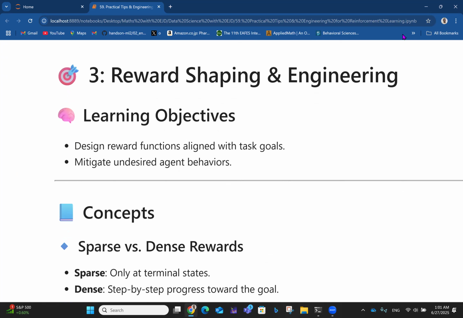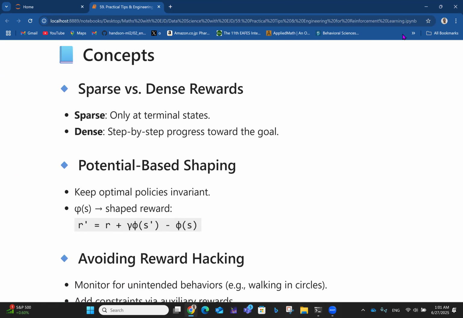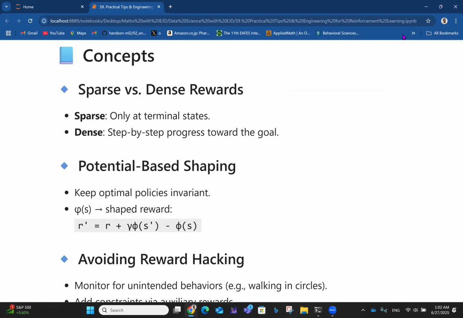Okay. You have reward shaping and engineering, and the learning objectives there will be to design reward functions aligned with task goals, mitigate undesired agent behaviors, and the concepts would include things like sparse versus dense rewards. Sparse is only a terminal state, while dense is step-by-step progress toward the goal. And then there's potential-based shaping, where you keep optimal policies invariant, and you have phi of S, which leads to shaped reward, and that is R prime equals R plus gamma phi of S prime minus phi of S. That's potential-based shaping.